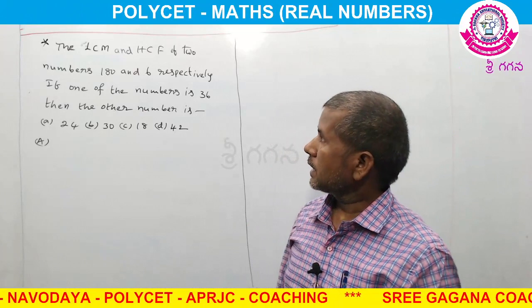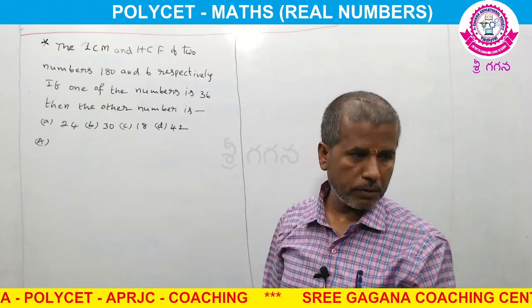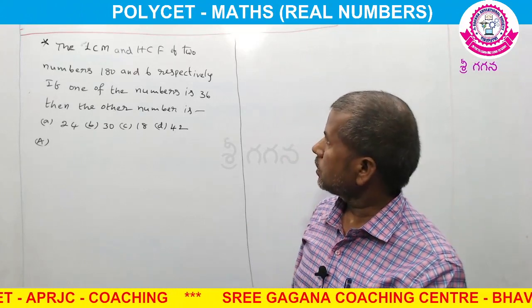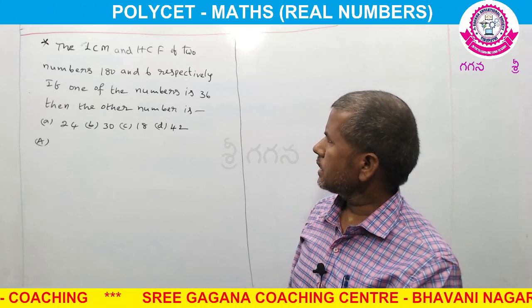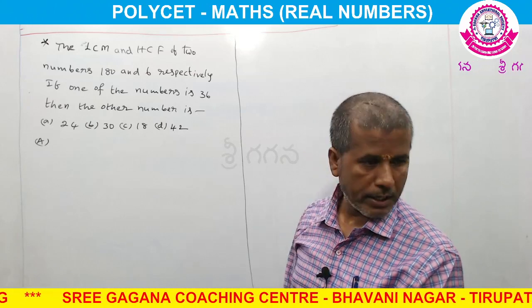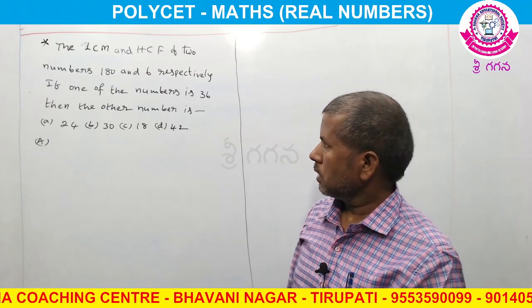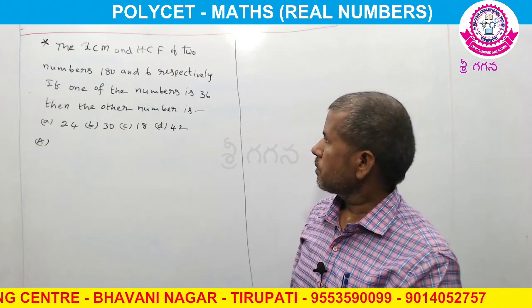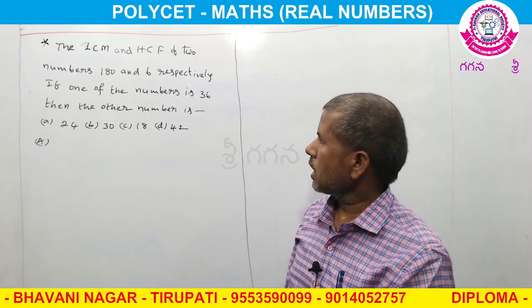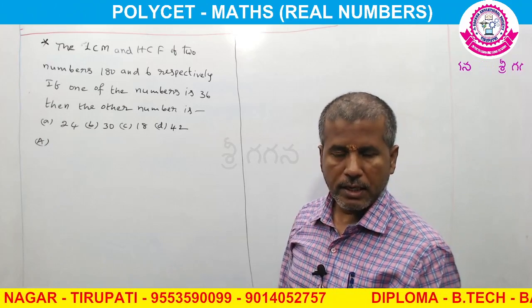The LCM and HCF of two numbers are 180 and 6 respectively. If one of the numbers is 36, then the other number is... This is very important and very easy.